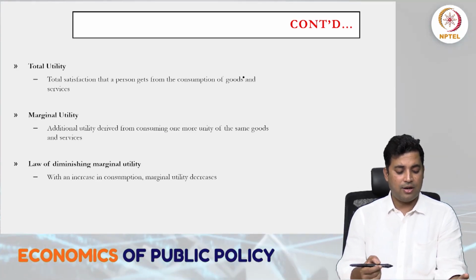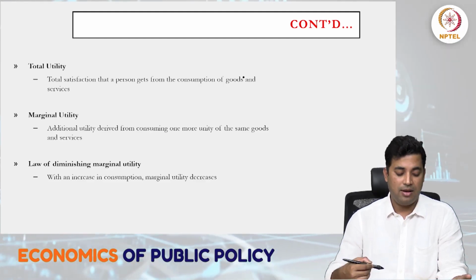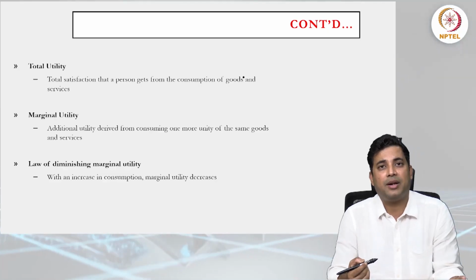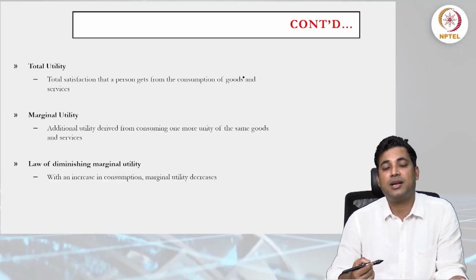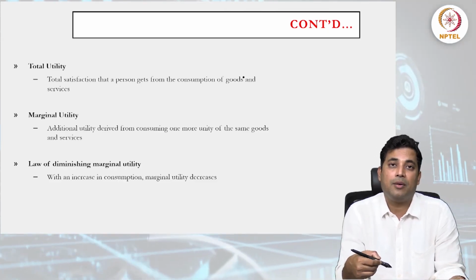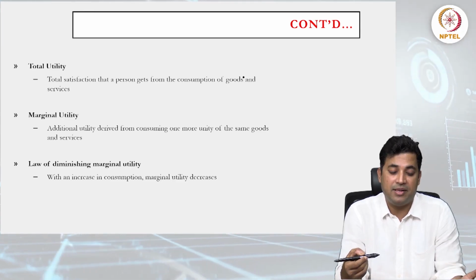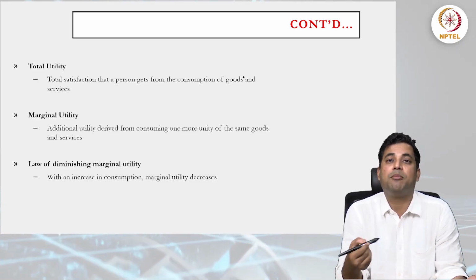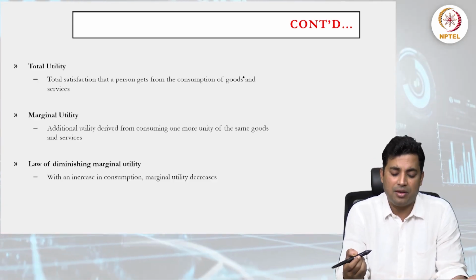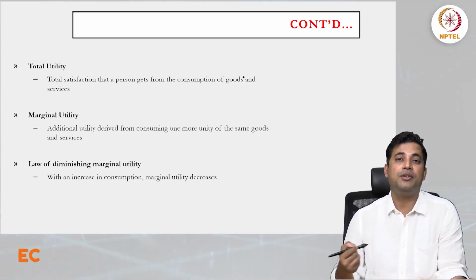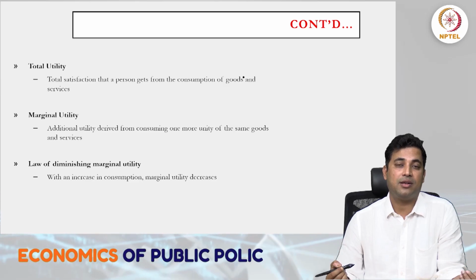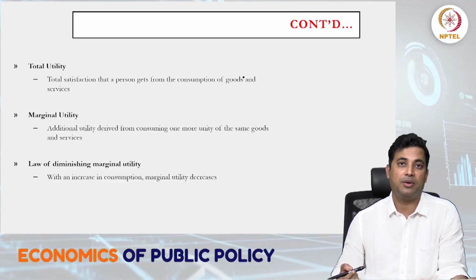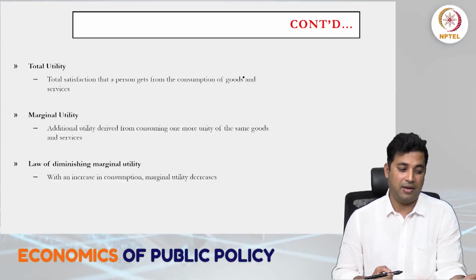And again I'm highlighting the law of diminishing marginal utility, which is basically that with an increase in consumption, marginal utility decreases. The same example: the first satisfaction that I derive from the first bite of pizza will not be the same level of satisfaction from the second bite of pizza. Same with water. The first glass of water gives a certain satisfaction. As you consume more and more units, your marginal utility of that particular commodity will start declining.